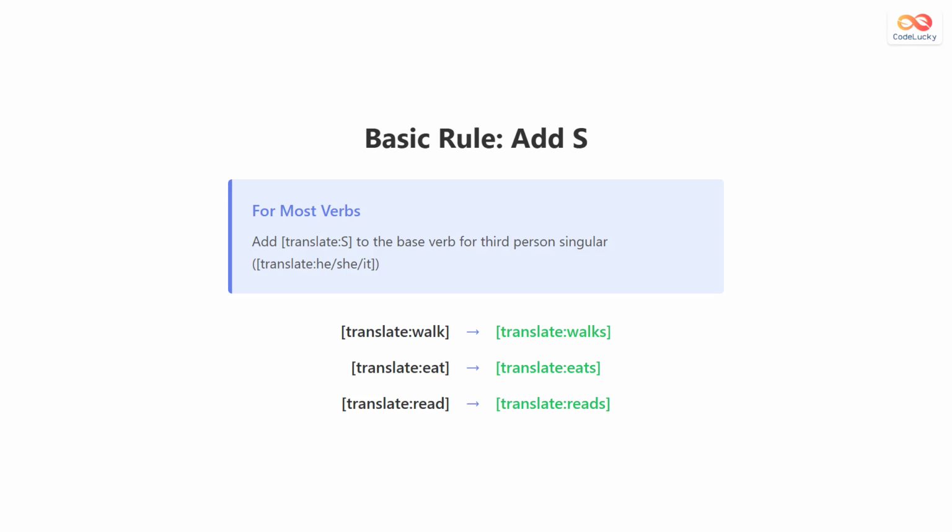Here is the basic rule for most verbs. For the third person singular, we simply add the letter s to the base form of the verb. For example, the verb walk becomes walks. The verb eat becomes eats. The verb read becomes reads. This is the most common and straightforward rule you will encounter.